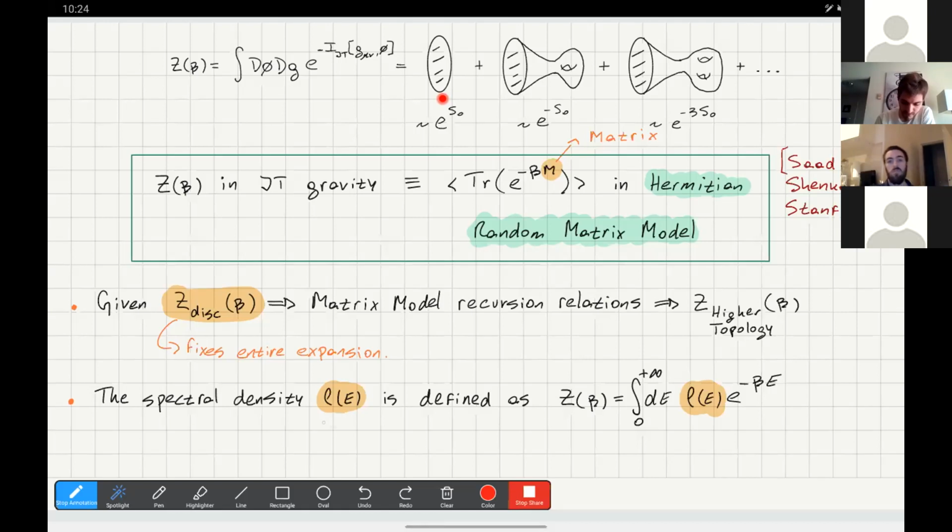Good. So this is the way the story works. Let me just tell you that instead of working with the actual partition function, it will be convenient for me to work with the spectral density, which is simply defined through a Laplace transform in this simple way.